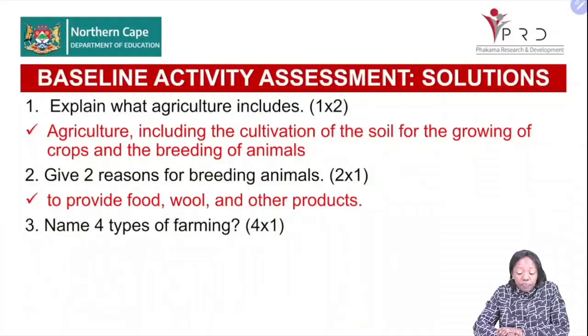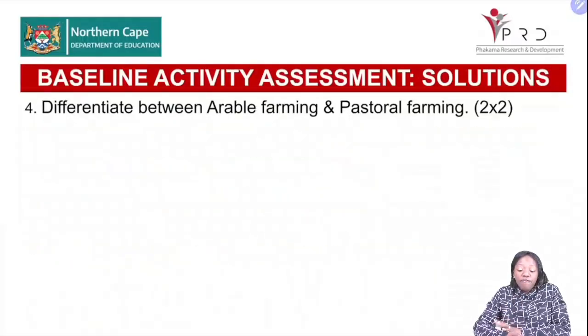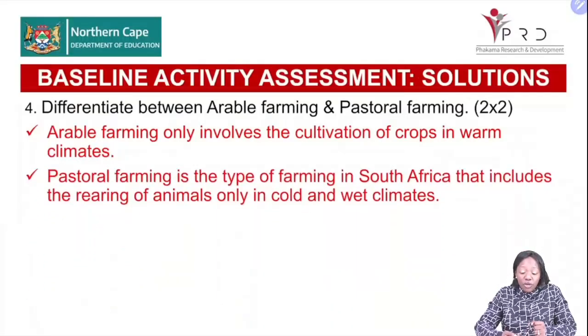Then number 3, you name the 4 types of farming. We have subsistence farming, arable farming, pastoral farming, as well as commercial farming. Then number 4, differentiate between arable farming as well as pastoral farming. Arable farming, we said it involves the cultivation of crops in warm climates. Then pastoral is the type of farming in South Africa that includes the rearing of animals only in cold as well as wet climates.